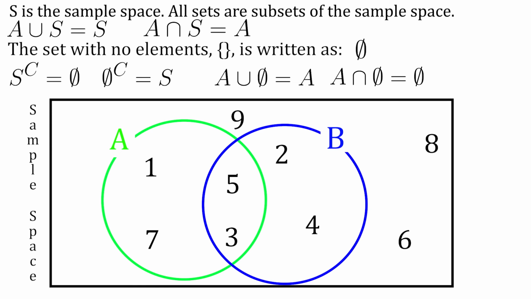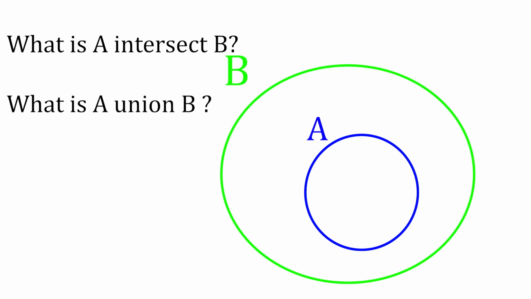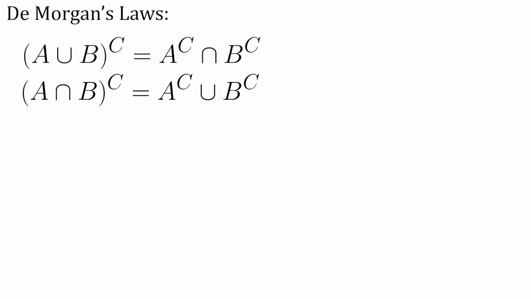empty set. The formulas for unions and intersections with sample spaces and empty sets that I've shown you are really just special cases of when A is a subset of B. The motivated student can draw two circles, one inside of another, and label them A and B, and try to determine the relationship between unions, intersections, and subsets.